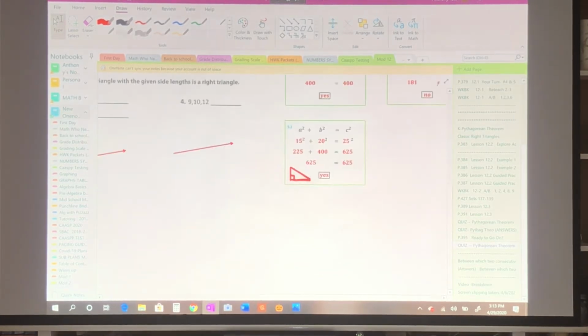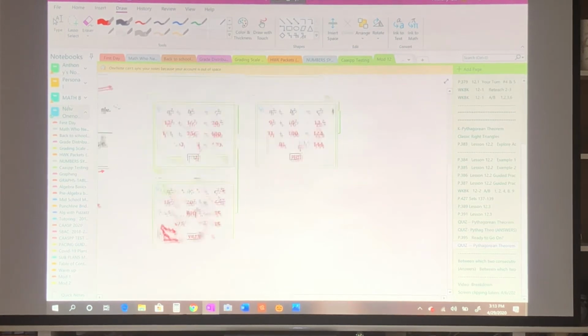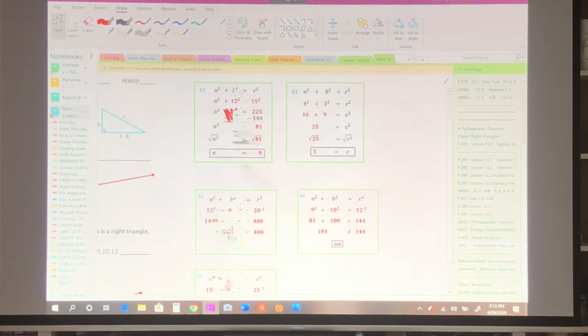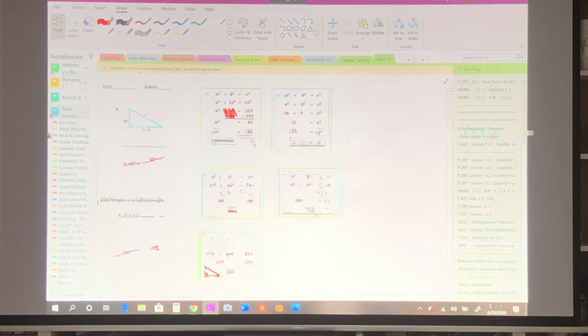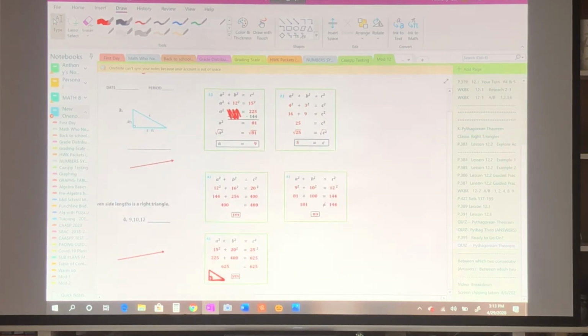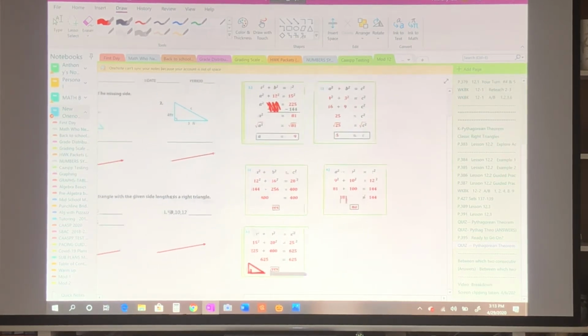Remember, I'm counting this as a homework assignment, and it's only going to help your grade. Don't stress over this stuff. Just get them done, and hopefully we're building our skills. That's all we're trying to do here.